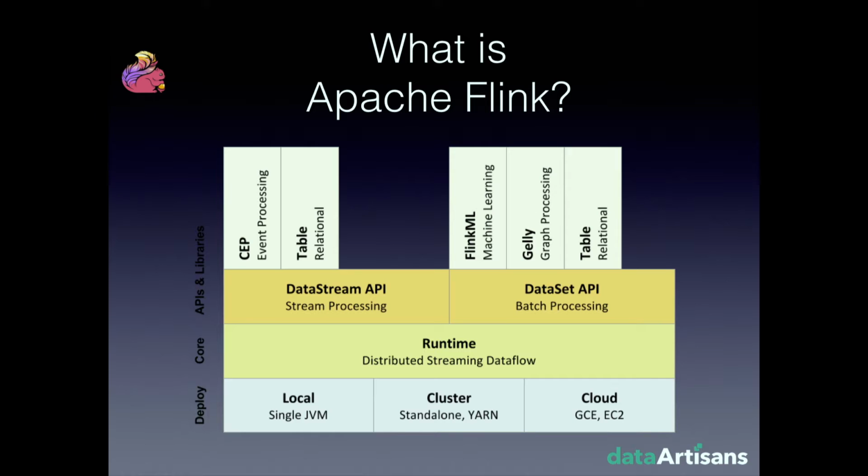And then layered on top of those are a few other libraries, complex event processing. There's a table API, sort of like a relational API. There's now streaming SQL support, which isn't drawn in this diagram on the streaming side. And then the same on the batch side, there's a machine learning library, there's a graph processing engine called Gelly.